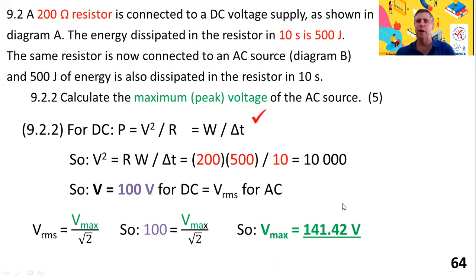In the exams, the 5 marks are allocated as follows. First of all, 1 for getting these equations and relating them, 1 for substituting in the given values correctly, 1 for this equation for VRMS, 1 for substituting in the correct answer of 100 volts, and 1 for the final answer. This one was slightly more complicated, but I'm sure that you can do it if you just follow through the answer I've given you here.